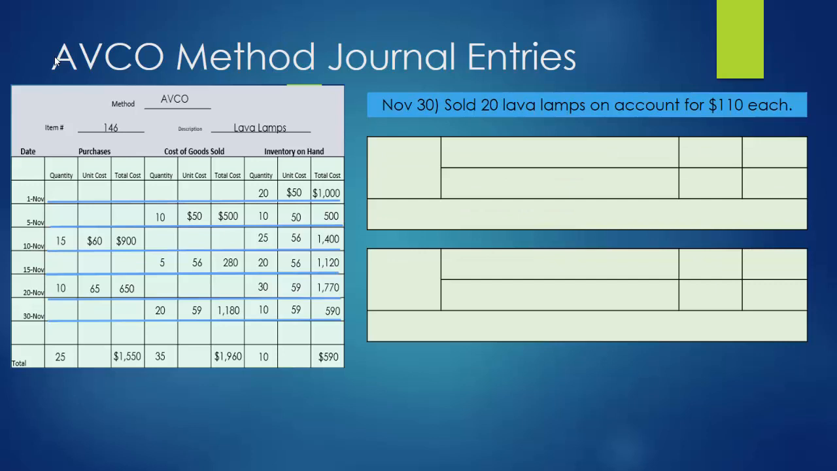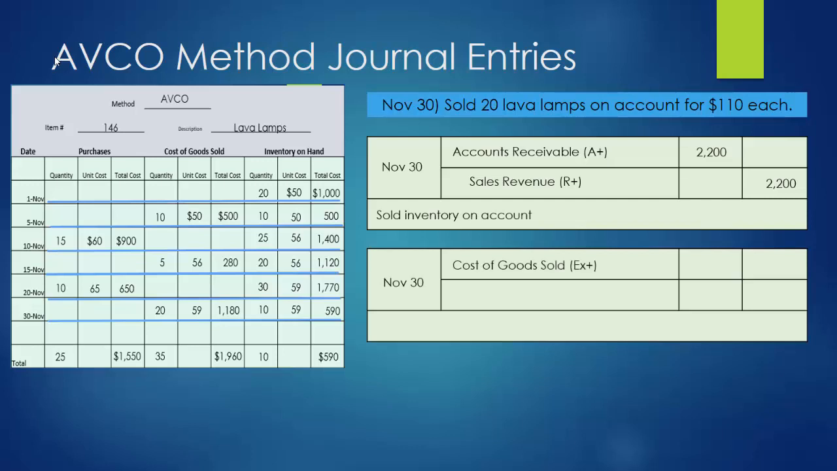And then lastly, on November 30th, we got one more sale. Recording the revenue is a debit to accounts receivable for the total amount of the sale, still $2,200. We credit sales revenue for that same amount. And when we record our expense, we're going to debit cost of goods sold. We're going to go to our perpetual inventory record and see what cost of goods sold was for our November 30th sale. It was $1,180. And we're going to decrease merchandise inventory by that same amount to record our cost of goods sold on the sale of inventory.